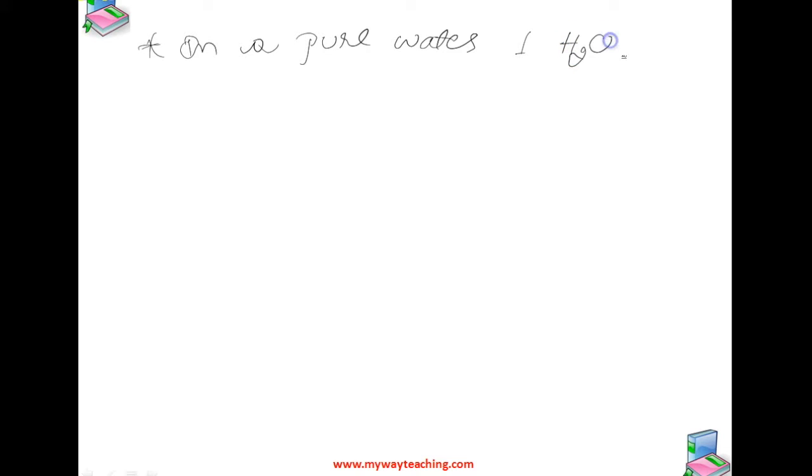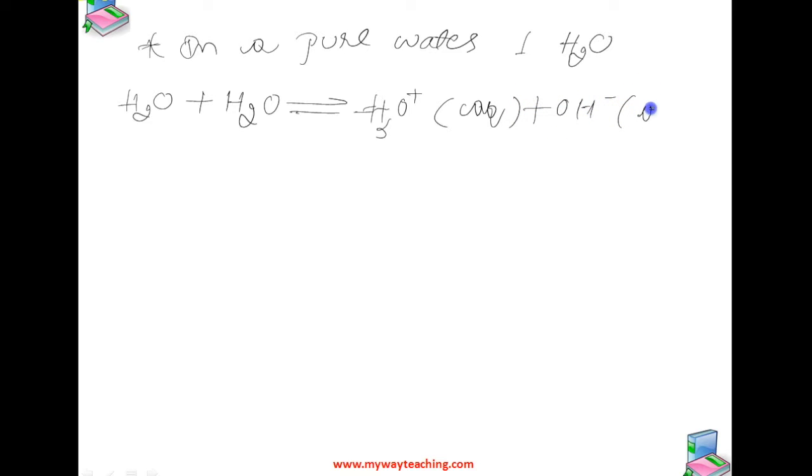So in pure water, one H2O molecule donates a proton and acts as an acid, and another water molecule accepts a proton and acts as a base at the same time. The following equilibrium exists: H2O plus H2O gives H3O plus (aqueous) plus OH minus. This is acid, this is base, this is conjugate acid, and this is conjugate base.